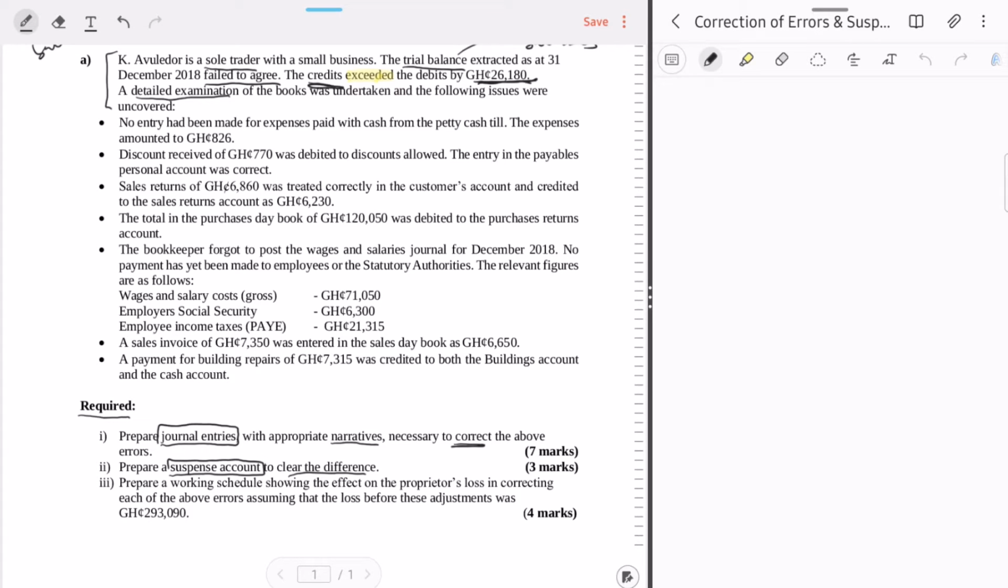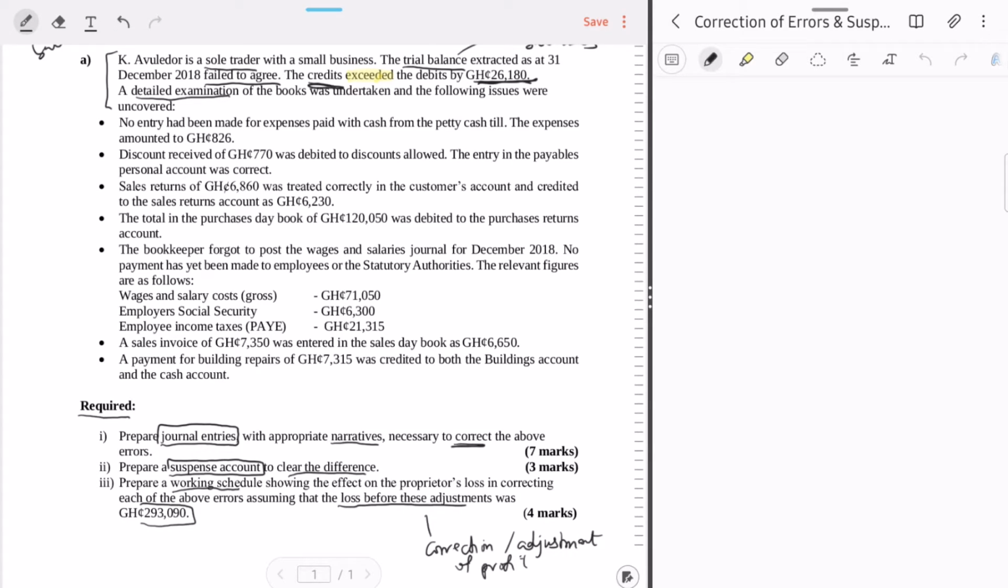Then the final thing, which I think is a very key skill to have, is to prepare a working schedule showing the effect on the proprietor's loss in correcting each of the above errors, assuming that the loss before adjustments was 293,090. So this is one thing where we call this correction or adjustment of profit. And here, I'll show you the easiest method in the world to correct profits.